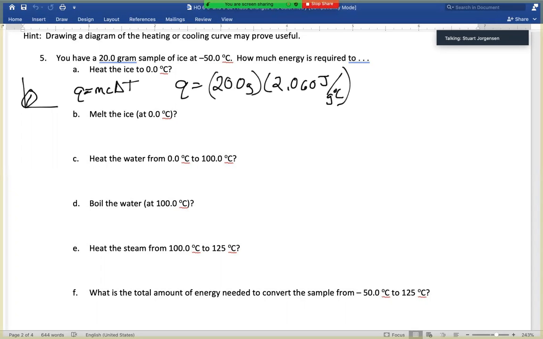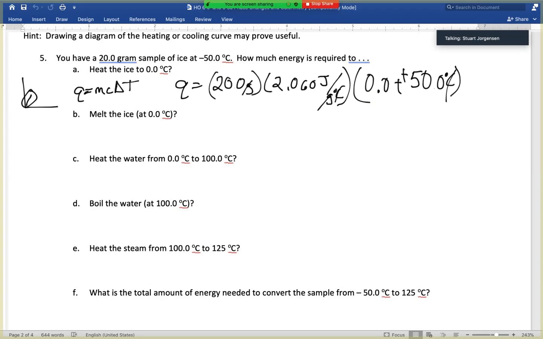And now we need the change in temperature. So delta, that's final minus initial. Well, our final temperature here is going to be 0.0. Minus our initial, which was negative 50.0, and this was degrees Celsius. Check your units, grams cancel, Celsius cancels. Negative minus a negative, subtracting by a negative is going to give us a positive.